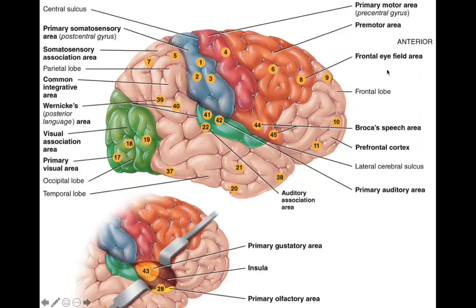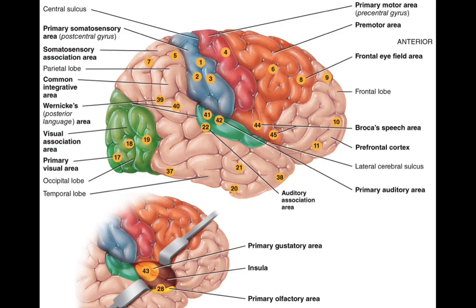Now the frontal eye field is going to control the skeletal muscle action of the eyes. This is how we can voluntarily move our eyes around and look at different things. This is also found housed within the prefrontal area, so we know that this area is going to control the skeletal muscles that sit behind the eye.